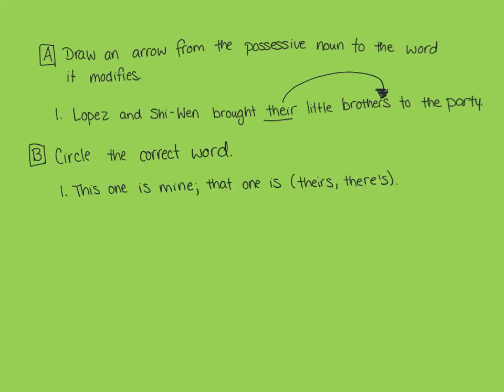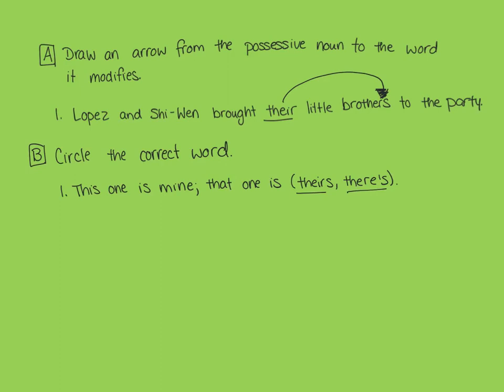For part B, they're going to give you two pronouns to choose from, or two words. They're not necessarily both pronouns. And you have to circle the correct one. So this one is mine, that one is theirs. Both of these words sound the same, theirs and there's. But this one is the possessive pronoun, and this one means there is, right?